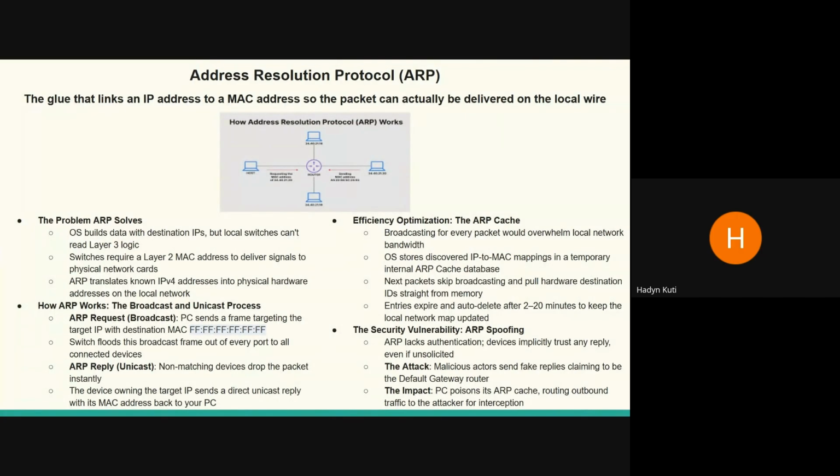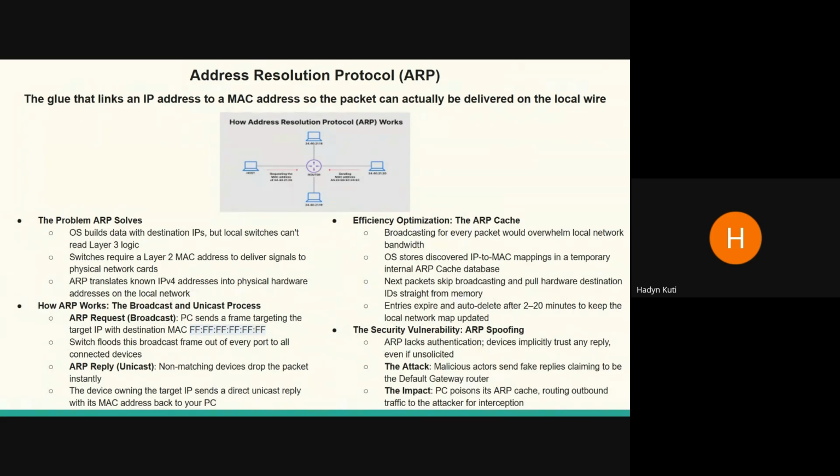Address Resolution Protocol, or ARP. The problem that ARP solves is that the OS builds data with destination IPs, but local switches can't read layer 3 logic. Switches require a layer 2 MAC address to deliver signals to physical network cards. ARP translates known IPv4 addresses into physical hardware addresses on that local network.